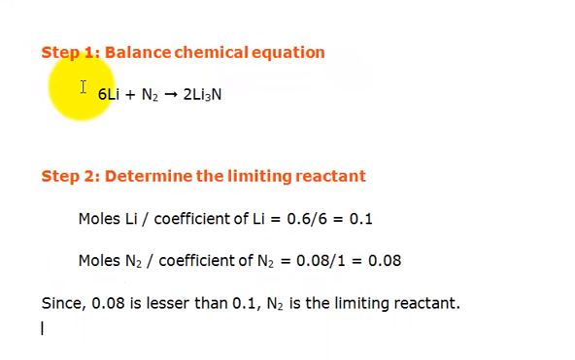The balanced chemical equation is 6 moles of lithium reacts with 1 mole of nitrogen to produce 2 moles of lithium nitride. Step 2. Determine the limiting reactant. In order to determine the limiting reactant, we must divide the moles of each reactant by the coefficient of each reactant. Then determine which value is lesser.